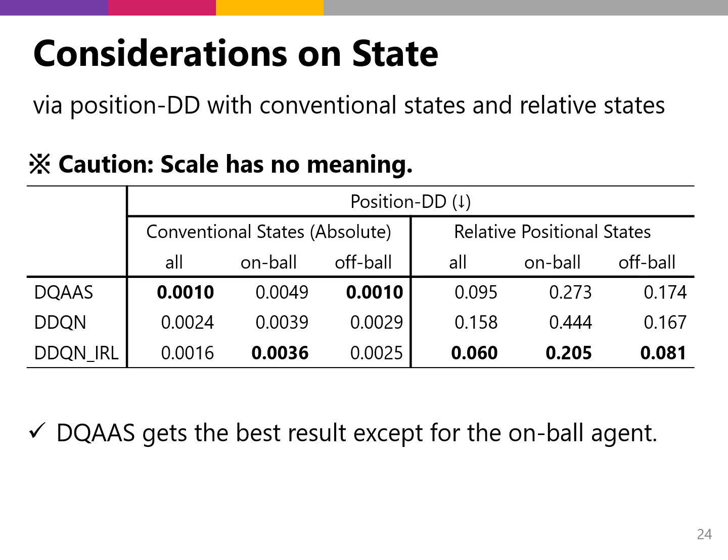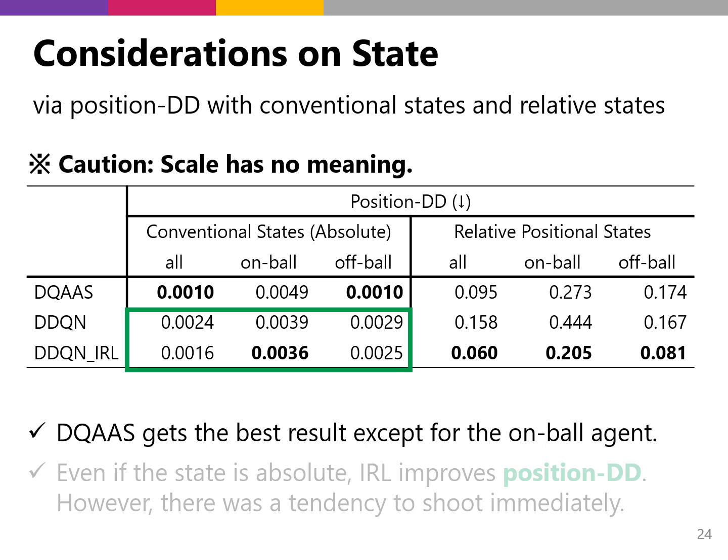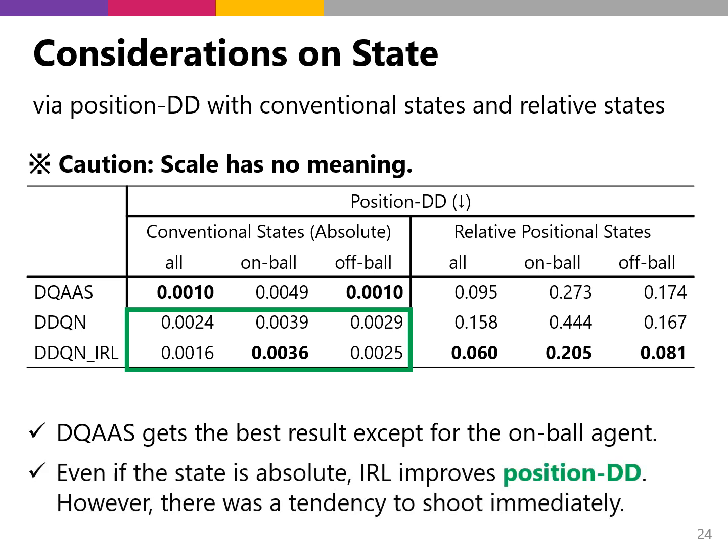We consider the influence of changing the computational states into relative states. The table shows the position distribution distance using two states. From the result, DQAS works well on the absolute states except for the onball agents. On the other hand, for our method, even if the state is absolute, IRL improves the position distribution distance. However, there was a tendency to shoot immediately by checking the agents.